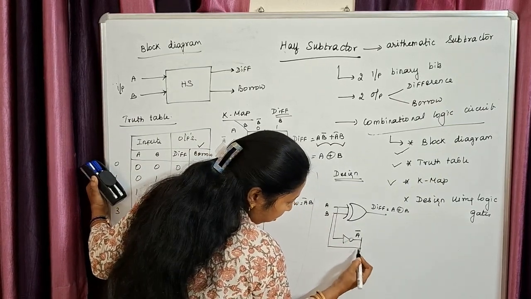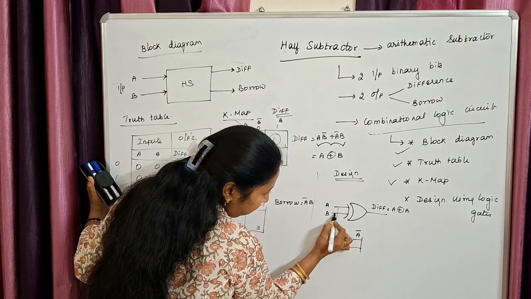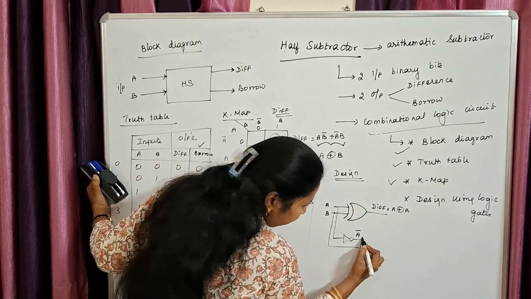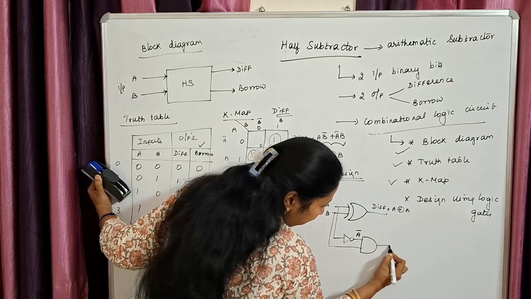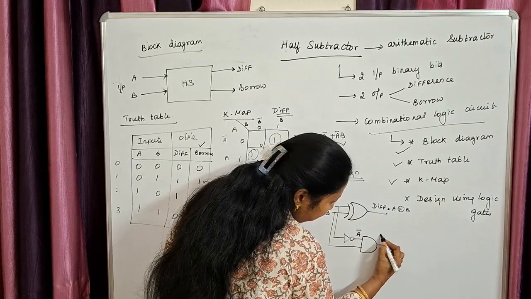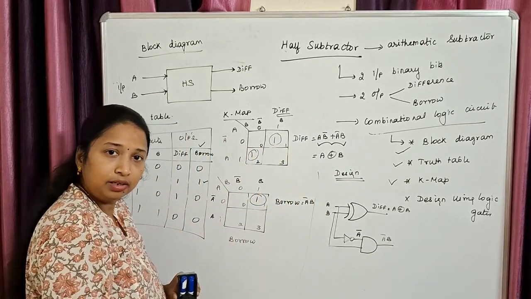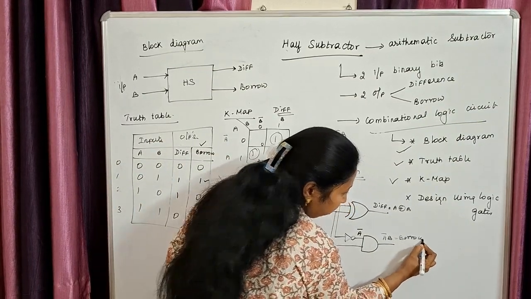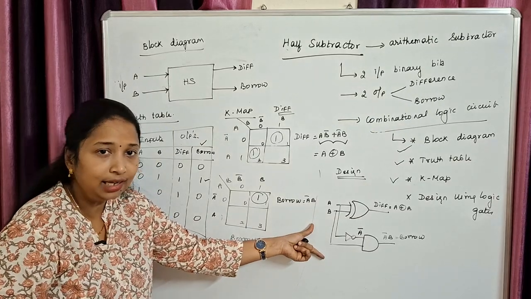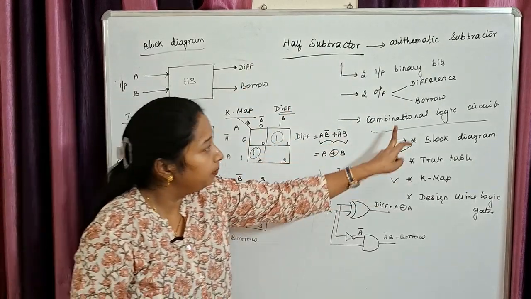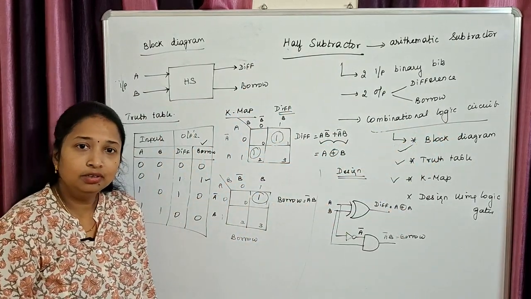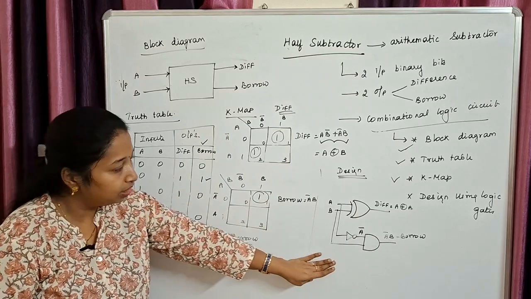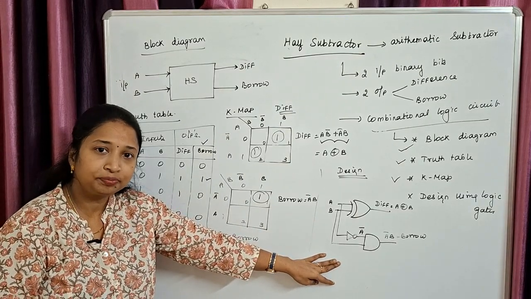So this is my B output. I have taken B from here. So B and A bar, I have to do a product. So this is A bar B. Clear? This is nothing but my borrow output. This is how you will be designing your half adder using combinational logic circuit. Understood how to design a half adder using combinational logic circuit?